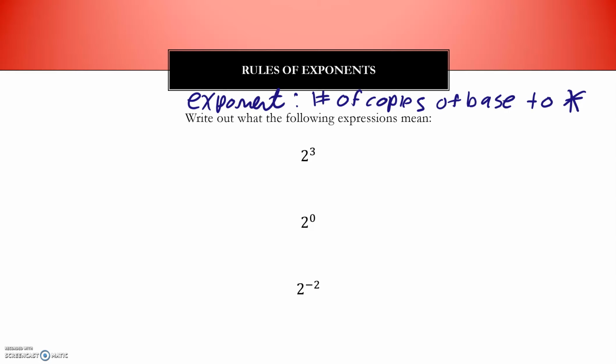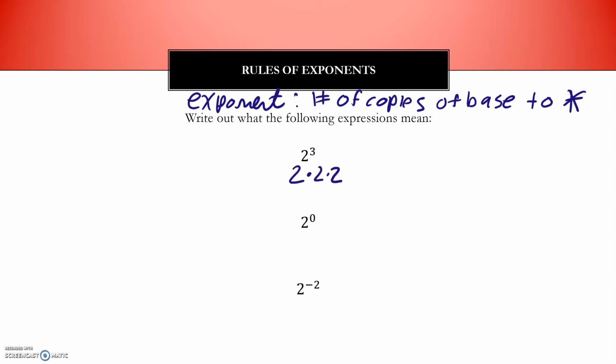So if we have 2 to the third power, that means 2 times itself 3 times, as I read it, 3. It does not mean 2 times 3. The answer is not 6. It is 2 times 2 times 2, which is 8. You can do this, of course, on a calculator as well.